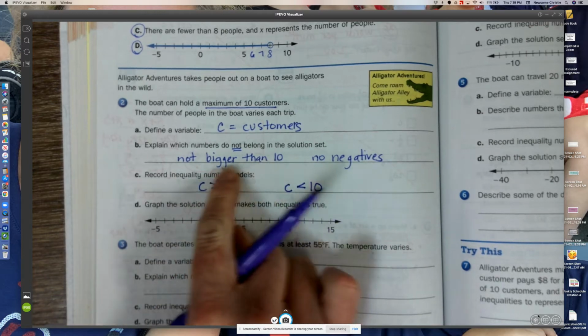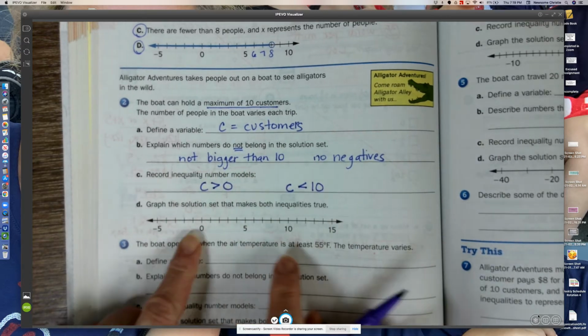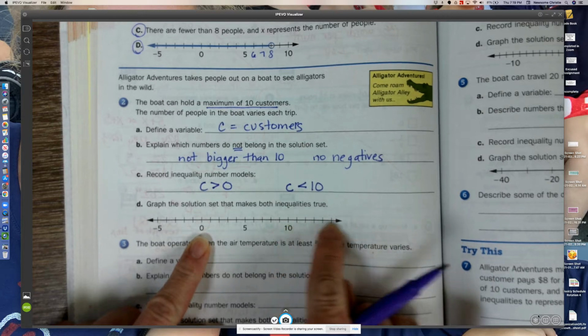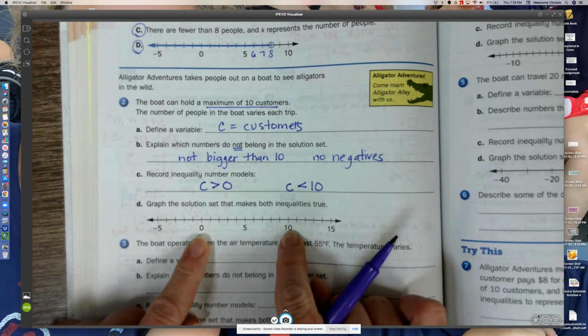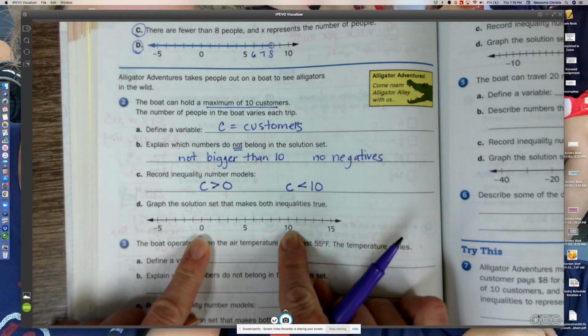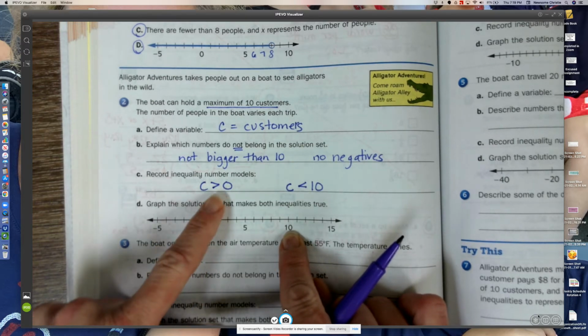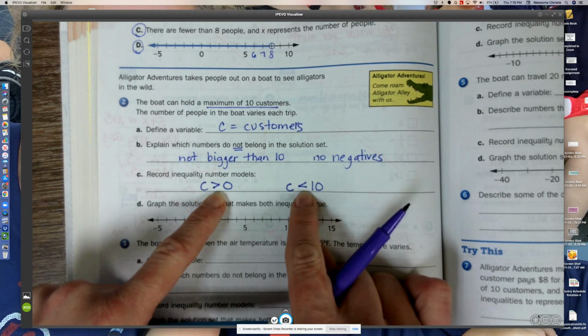Okay, so I kind of have this range. It's got to be between 0 and 10, right? It can't be bigger because it says the boat won't hold it. It can't be less than because that doesn't even make sense. Remember, this is a real world situation. So C is greater than 0 and less than 10.